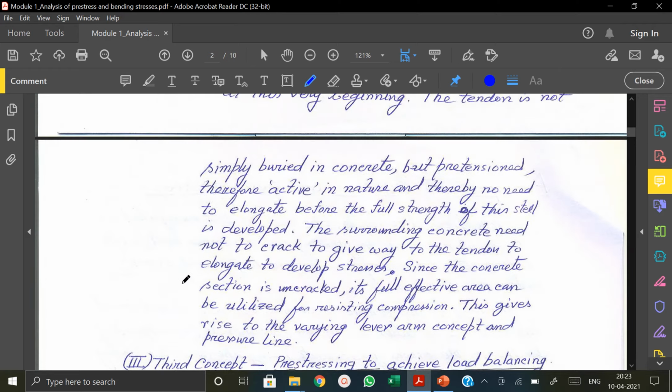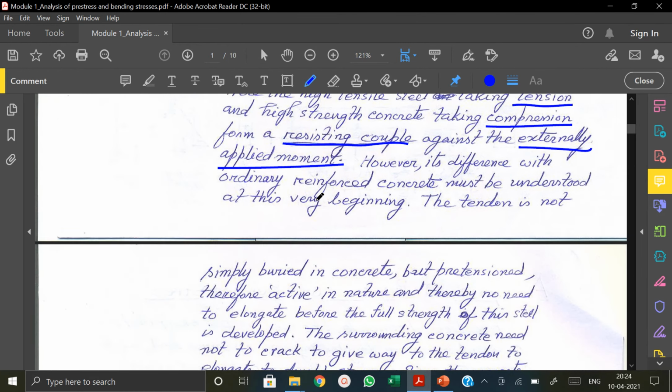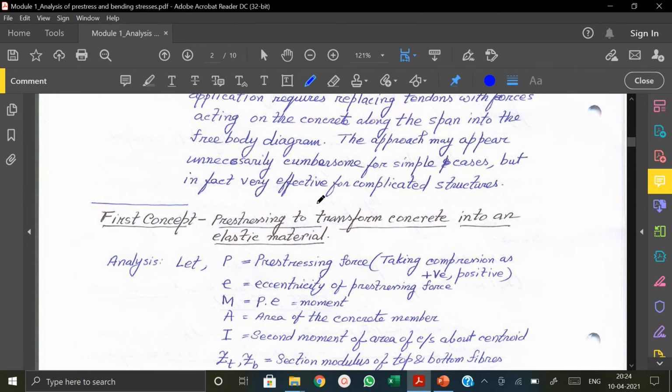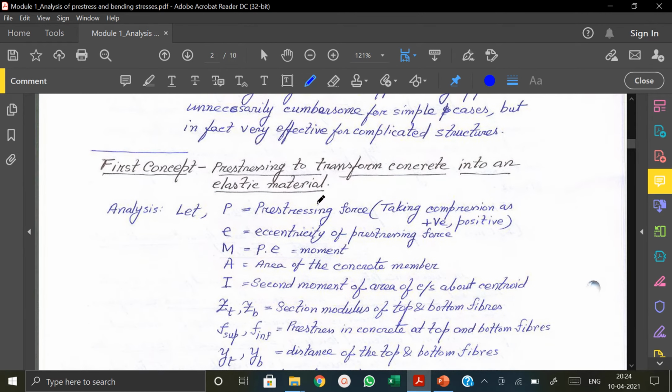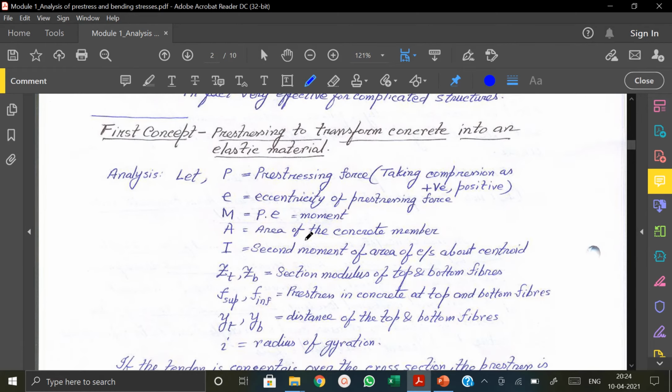So these are the three concepts, and mainly you need to focus on the first one, that is prestressing to transform concrete into an elastic material. For that, you need to understand certain terms for the analysis. The first one is the prestressing force, called capital P, taken as compression positive. Small e is the eccentricity of the prestressing force. The moment created due to this prestressing force is Pm equal to P into e. A is the cross-sectional area of the concrete member. I is the second moment of inertia of the cross-section about the centroidal axis.